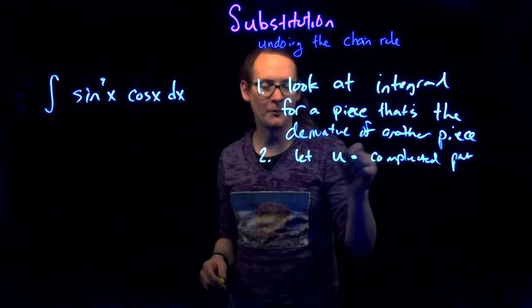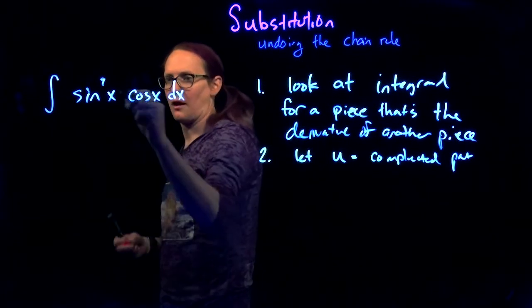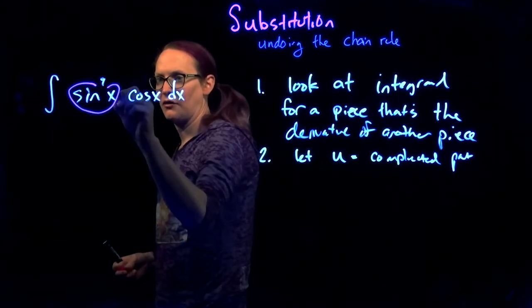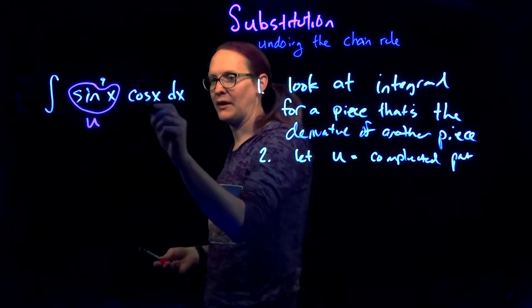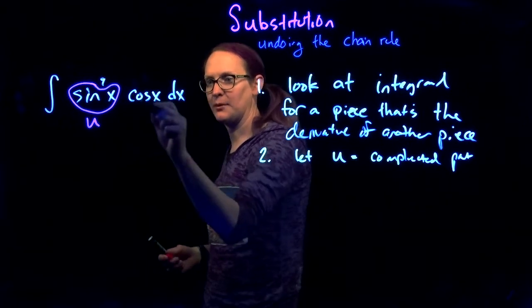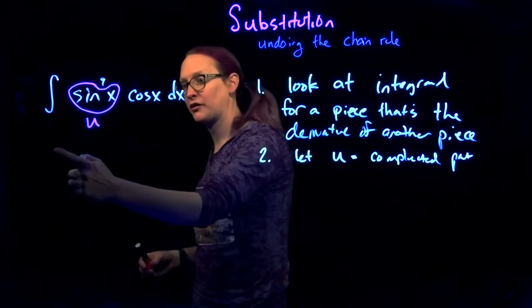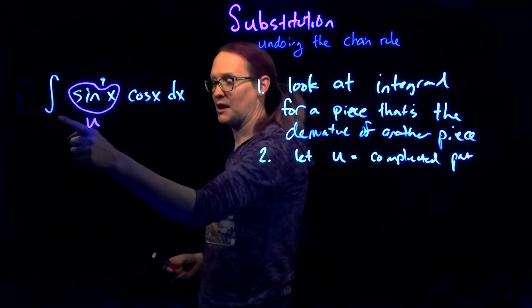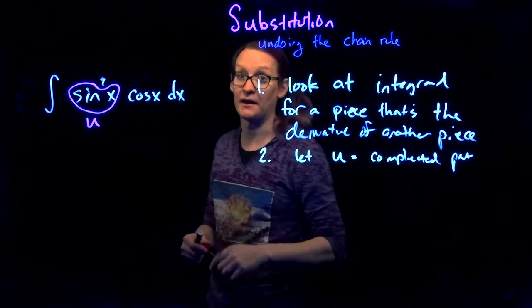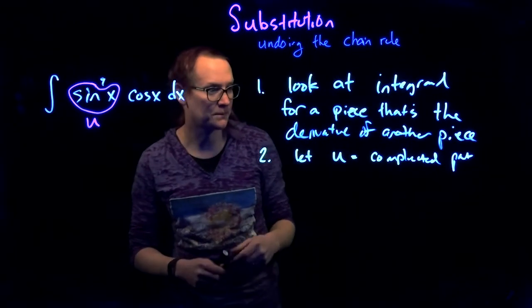The piece in the complicated part. This sine right here, that's what I'm going to let be u. And this thing right here is going to be the derivative of u. So we're going to transform this by doing u, and it's going to turn into a simple function I know how to integrate. And then we'll unsubstitute, essentially.